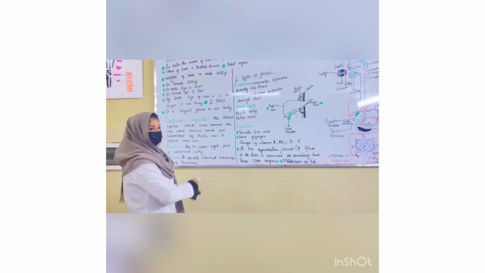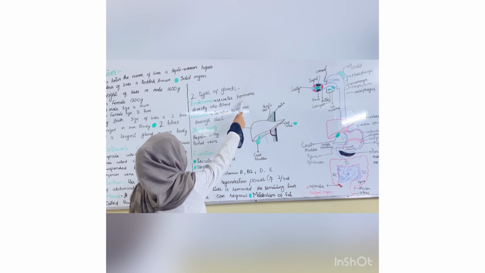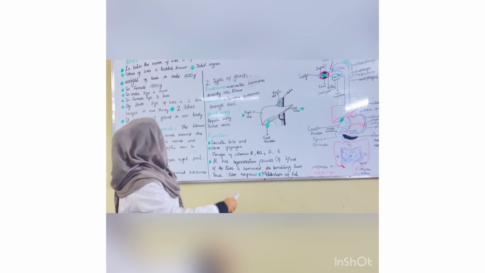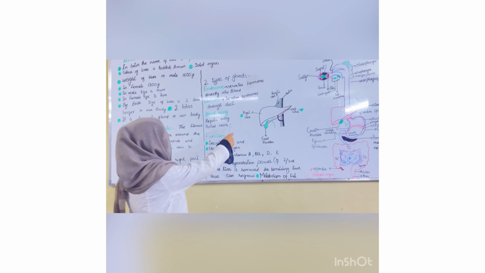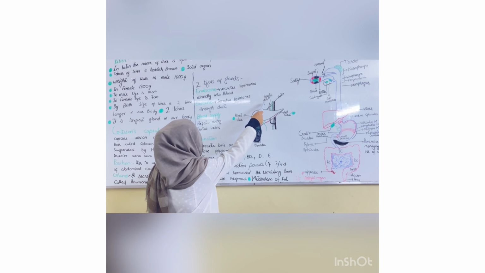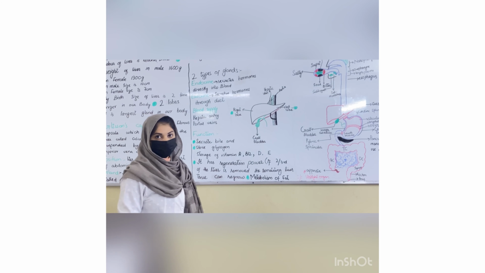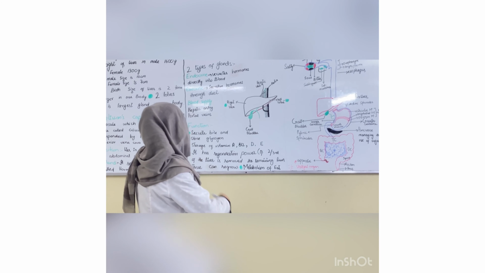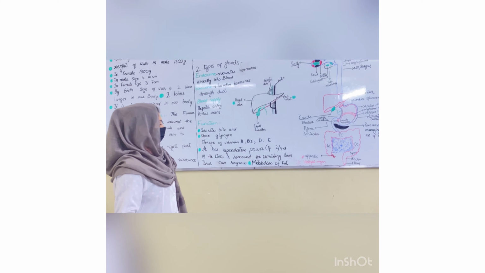Gland, it secretes chemical substances called hormones. We have 2 glands, endocrine gland and exocrine gland. Endocrine gland secretes hormone directly into the blood, and exocrine gland secretes through ducts. Blood supply: hepatic artery and portal vein. This is the hepatic vein. Function: it secretes bile and stores glycogen. Stores vitamins A, B12, D, E and K. It has regeneration power. If 2/3 of the liver is removed, the remaining liver tissue can regrow. Metabolism of fats.